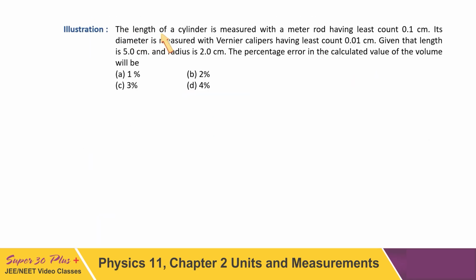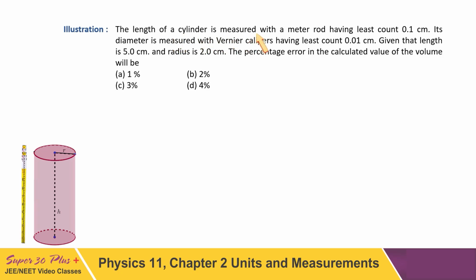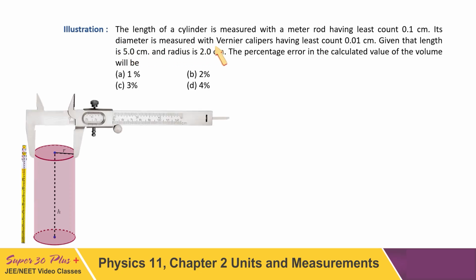Let us see one more illustration. The length of a cylinder is measured with a meter rod having least count 0.1 centimeter. Its diameter is measured with vernier calipers having least count 0.01 centimeter. Given that the length is 5 centimeter and the radius is 2 centimeter, the percentage error in the calculated value of the volume will be. The options are given here. So let us solve this question.